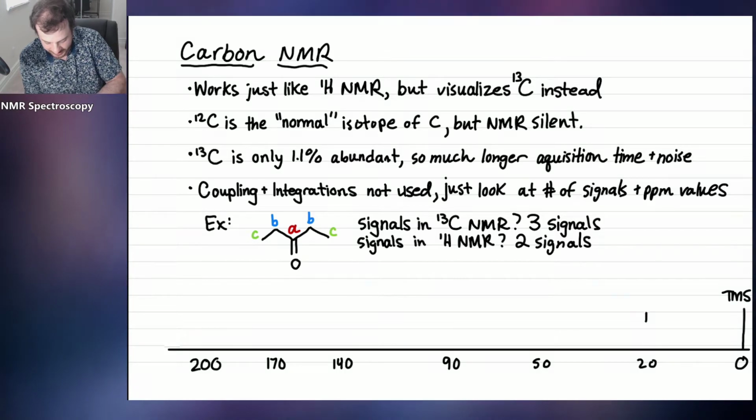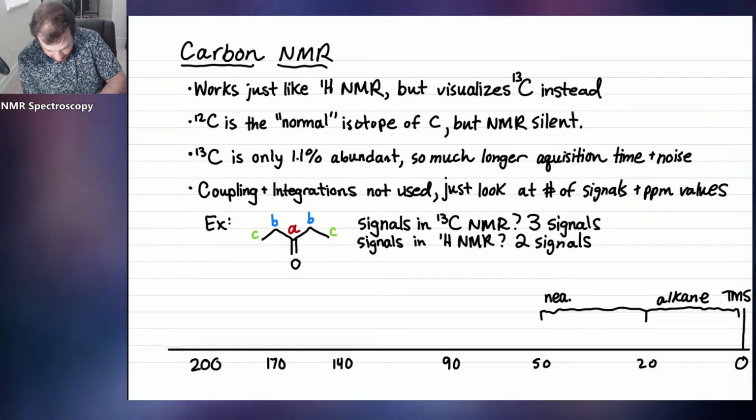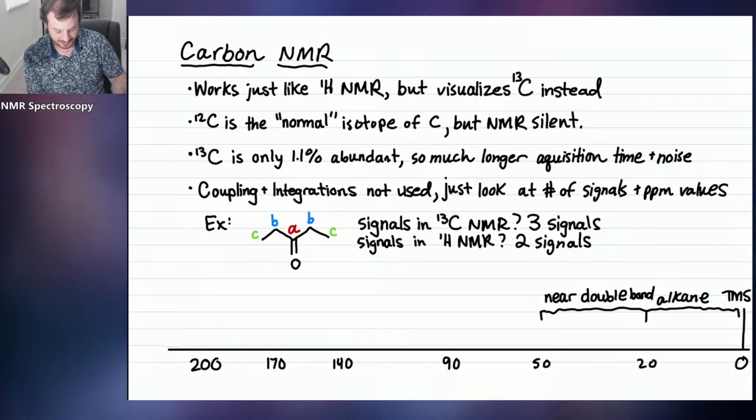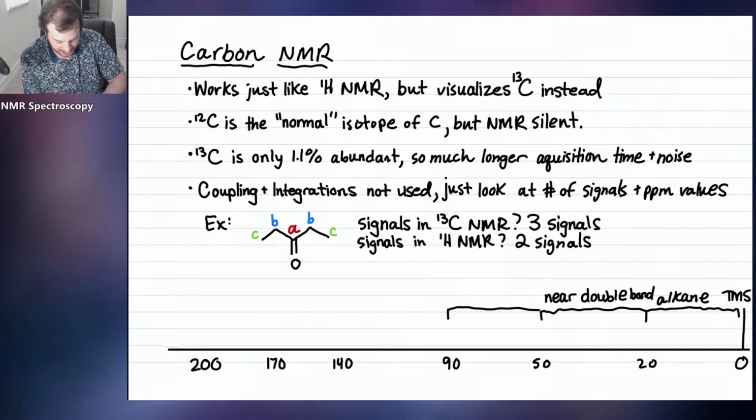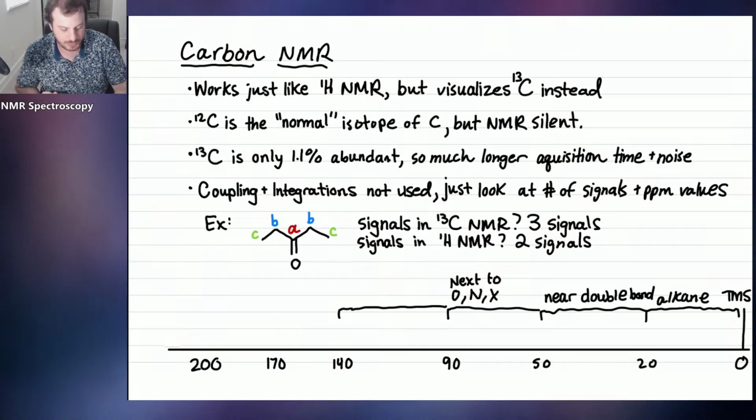So the alkanes, the typical carbons that are just single bonded carbon, sp3 hybridized carbons, those show up around 0 to 20. Something near a double bond could be between 20 and 50. That's like allylic carbons, carbons that are near double bonds. Carbons that are next to a heteroatom, like oxygen, nitrogen, or a halogen, appear between 50 and 90. Okay. Alkene carbons and also carbons that are part of aromatic rings show up between 90 and 140.